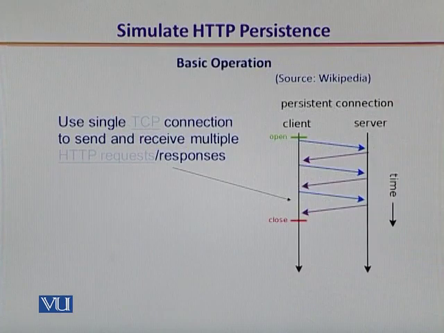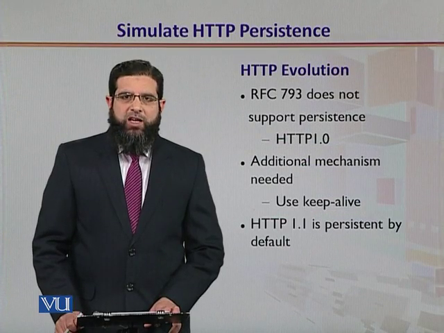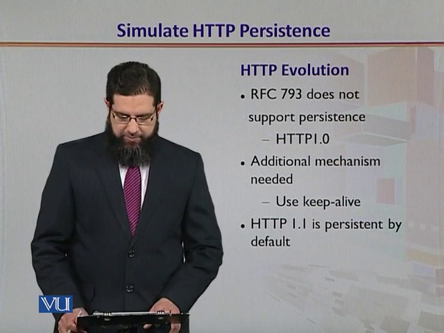This is a brief overview of how persistent HTTP performs. Here you see that a TCP connection is opened one time and all the HTTP request-response exchanges for an arbitrary number of objects take place, and once all the objects have been requested and downloaded at the client end, the connection is terminated. The support for persistent HTTP had not been there in the beginning.